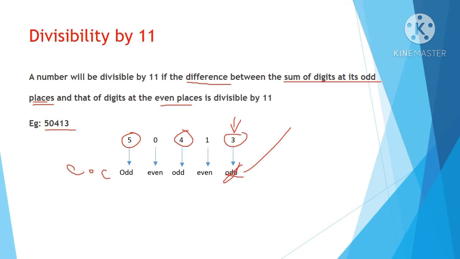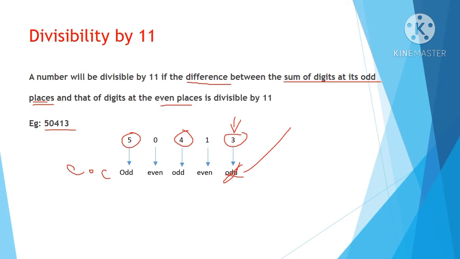The first thing, you write down the number and mark the odd places and even places. Always start from the ones place. The first is odd, then even, odd, even, odd. Again, one number is even, the next is odd, then even, and like that it goes on. Here you can count 1, 2, 3, 4, 5, or you can simply start from the ones place.